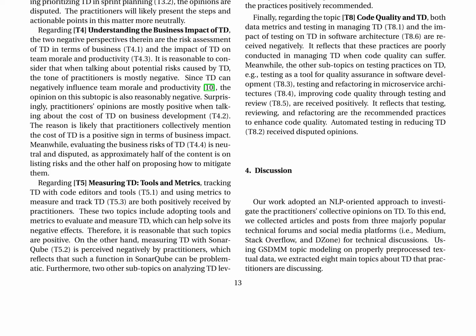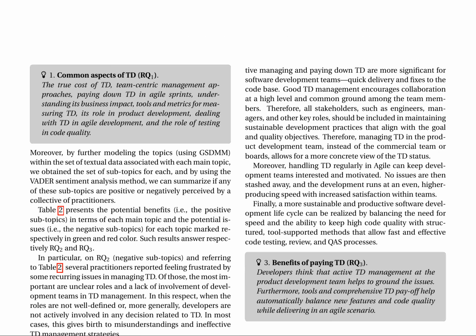The paper also touches upon the role of testing in code quality and the balance between new features and TD in software development. The paper uses natural language processing techniques to analyze textual data from various forums and social media platforms. It identifies 8 main topics related to TD and further models these topics to obtain subtopics. The sentiment analysis reveals that practitioners have positive opinions on solving TD through team collaboration, adopting proper tools and strategies, and understanding and managing TD as a team.